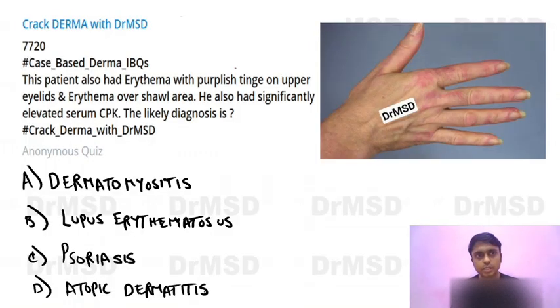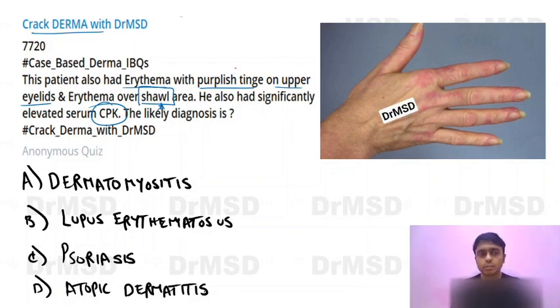And coming to the next question, please try to answer this question. Do pause the video and try to answer it. This was asked already in my Telegram group, so I am going to discuss it now. So what is the question giving? Erythema with a purplish tinge was present over the upper eyelids and over the shawl area. This is a very important clue which is given, shawl area. And there was also associated elevation of the serum creatine phosphokinase, and this image is given.